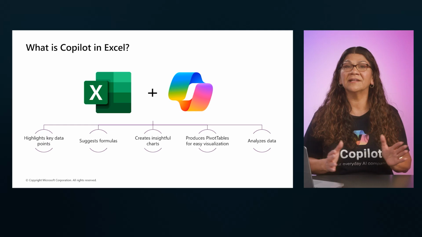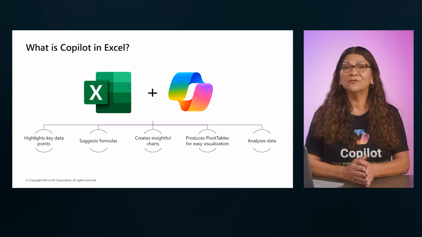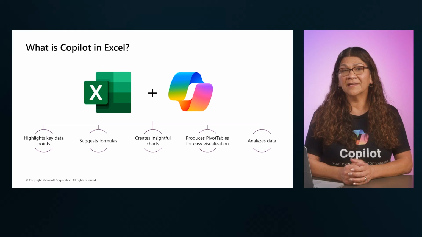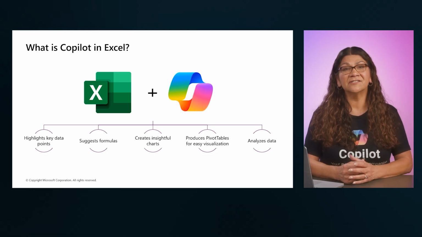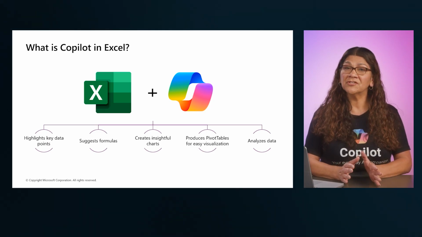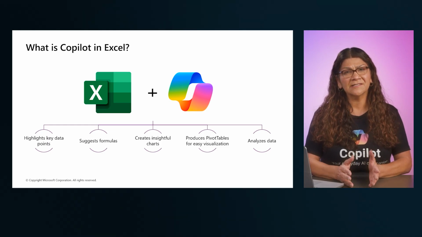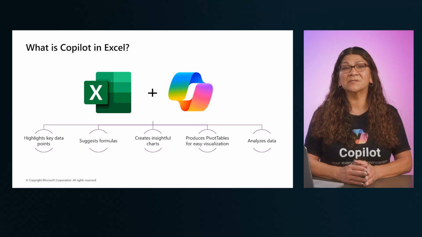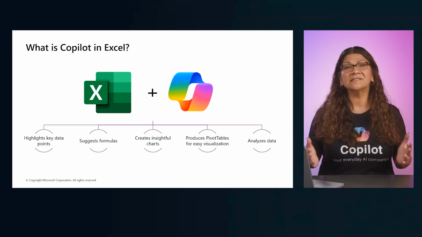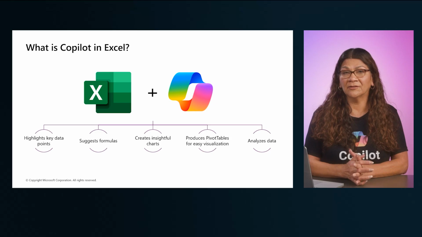Copilot in Excel combines the power of Excel with AI to help business users move faster from raw data to real insights. It highlights key data points, suggests formulas, analyzes trends, and quickly creates pivot tables and charts, removing much of the complexity that often slows down our analysis. Use Copilot in Excel to summarize data, explore patterns, and build clear visualizations, all while seamlessly working alongside other Microsoft 365 apps like Teams and Outlook.